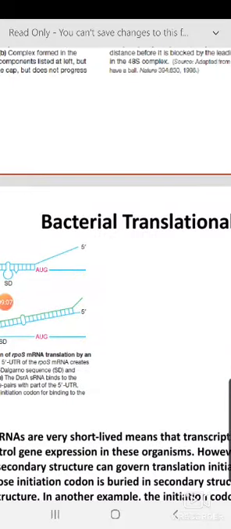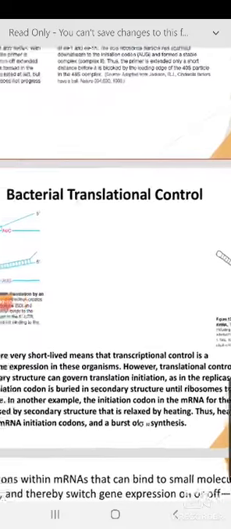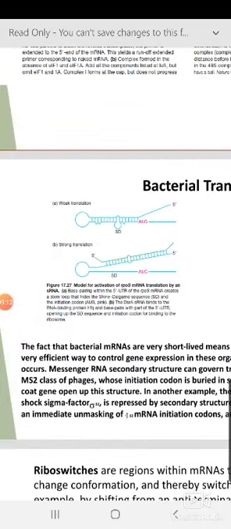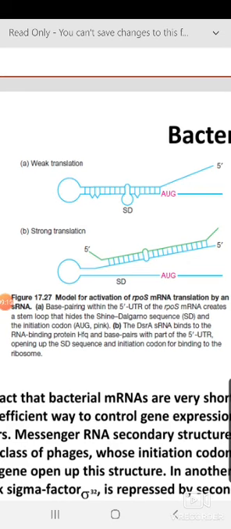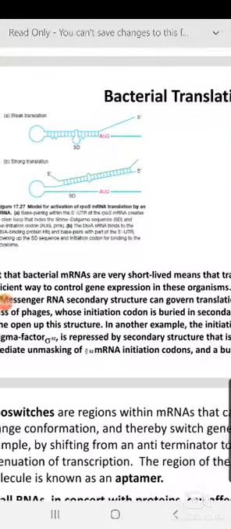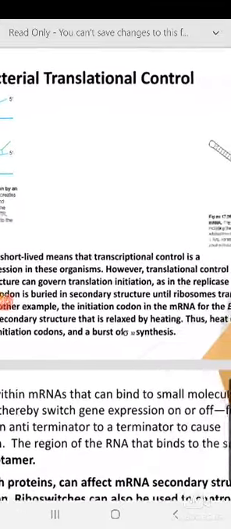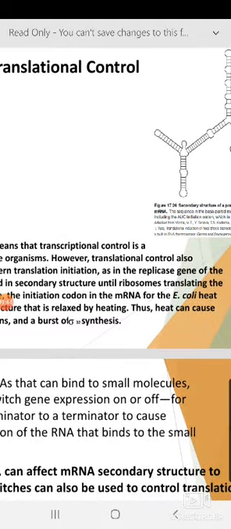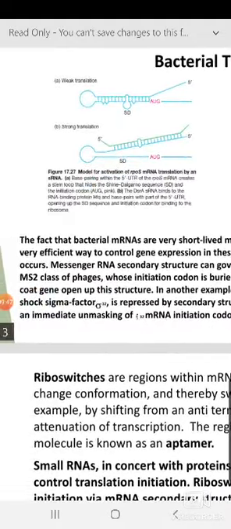Then we will start some of the prokaryotic translational control. We have discussed prokaryotic transcription control, but RNAs have many secondary structures, so there are different ways it can control its translation. There are many examples, so we cannot study everything, but we will study a few which are in the syllabus. The secondary structure can govern translation initiation in some phages, the MS2 class of phages.